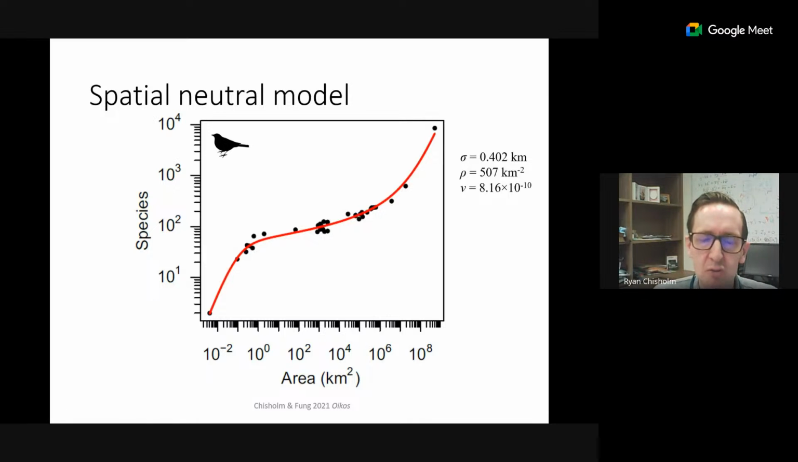Okay, so I've shown you a couple of the big successes of these neutral models here. There are cases where they don't do so well, which I could show you. I don't want to pretend that neutral models can explain everything, but I think.